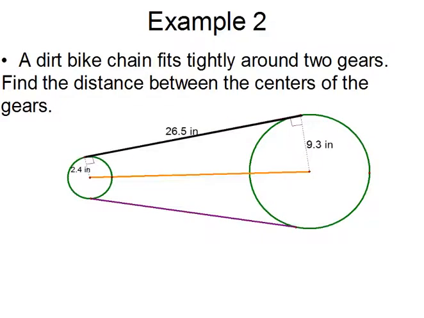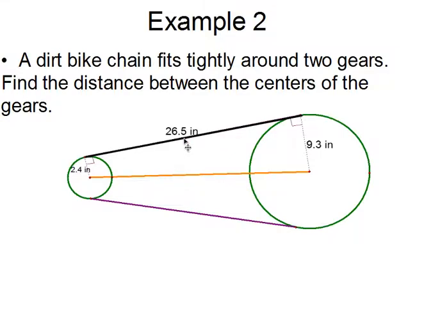Alright, classic problem. It says a dirt bike chain fits tightly around two gears. A chain goes around the outside here. And the chain has to fit tight. If it's too loose, then you're going to slip gears. If it's too tight, then it's going to snap. So you can't have too much. Alright, so we need to know this orange line, the distance between the centers of the gears.